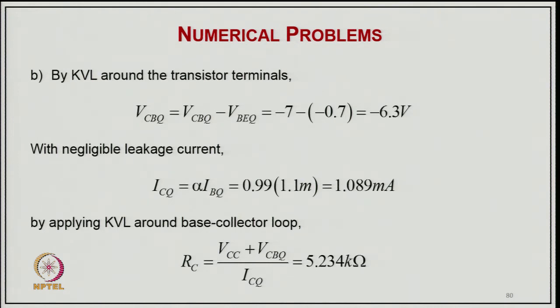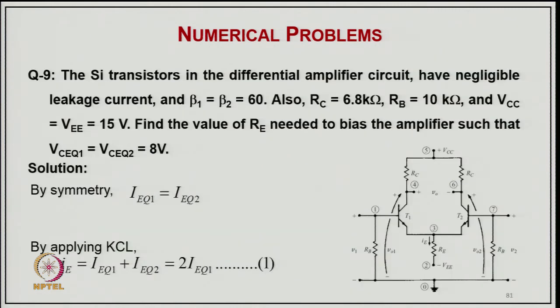So it comes 6.3 volt, and with the negligible leakage current we can say ICQ will be alpha IEQ, that is 0.99 into 1.1 milliampere. So it comes 1.089 milliampere, and by applying KVL around the base collector loop on the other side, RC will be VCB divided by ICQ. So that comes 5.234 kilo ohm.